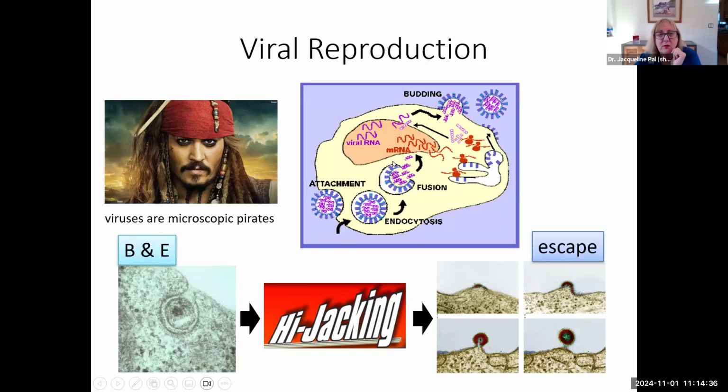We're also going to be coding for and making all the other parts of this virus. So we're going to be making its protein coat. If it had enzymes, we're making its enzymes. If it had spikes on its envelope, we're making all of that. And then all of this is going to be repackaged together, and then it's going to bud and escape. So that's viral reproduction at its simplest.